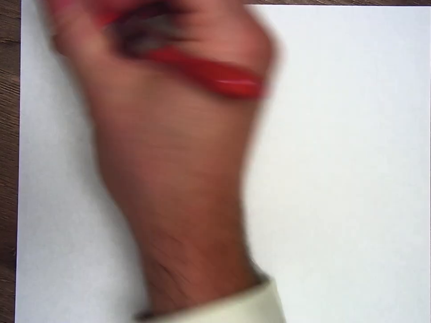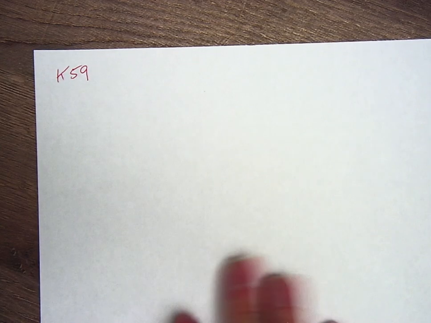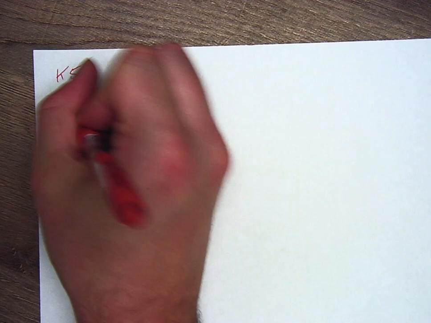We're going to take a look at Module 59 for these practice problems. And the first one, there's two check your understandings. Check your understanding number 1.